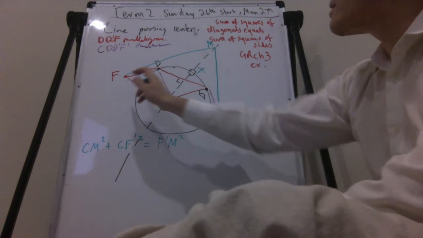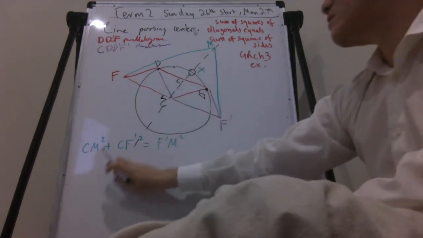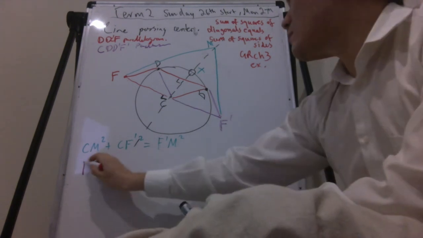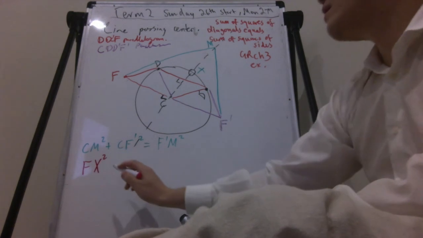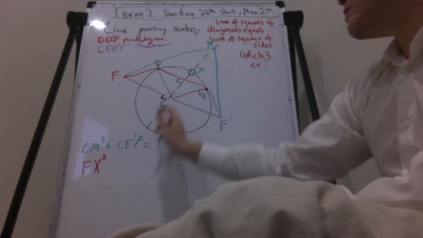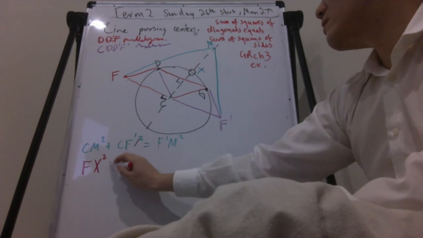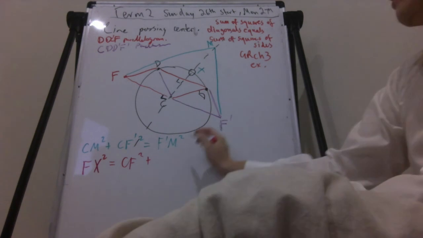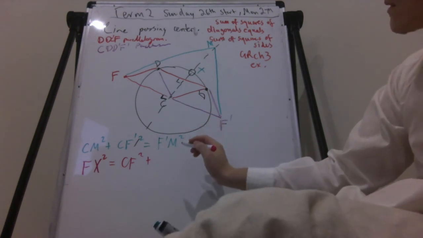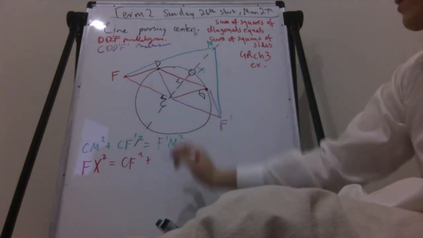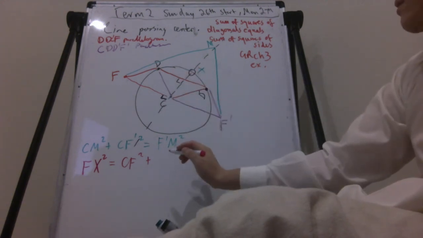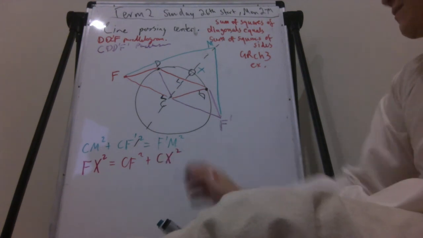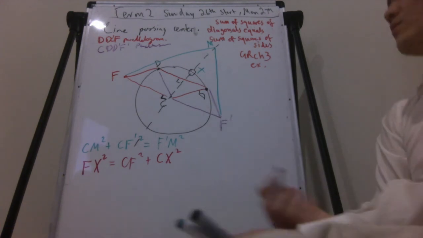But look at what the distance between F and X is. FX squared is equal to CF squared plus CX squared, right? CX squared is equal to just CD squared, yeah? So let's collect the terms in a way that's really easy to organize.